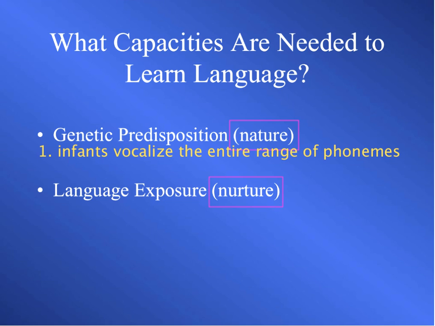Now, at some point, they get rid of some of those sounds, right? What happens is, at about 6 months of age, they begin to make the sounds of their native tongue, and they start to discard the sounds of other languages.